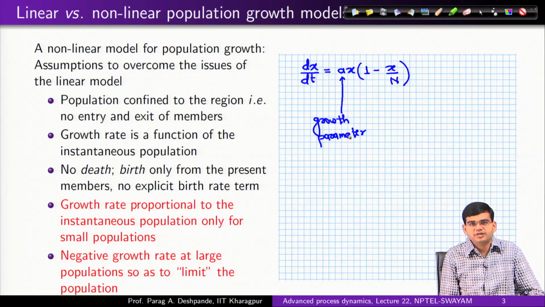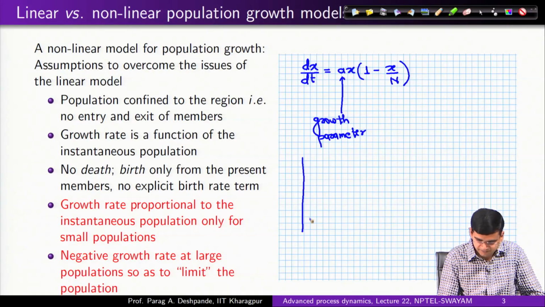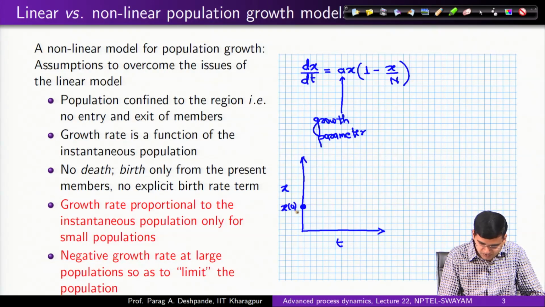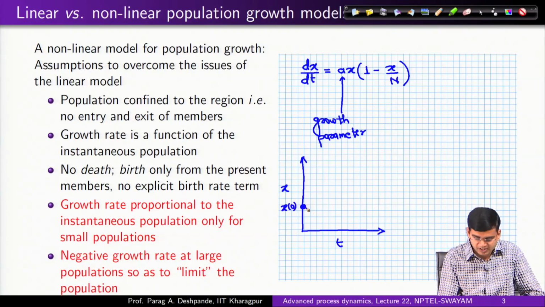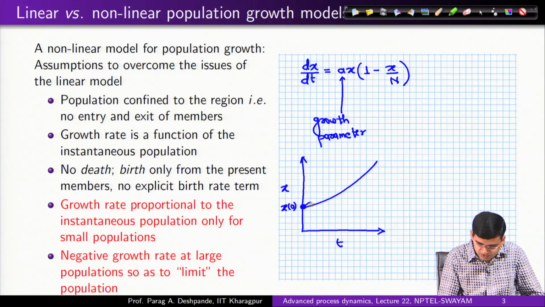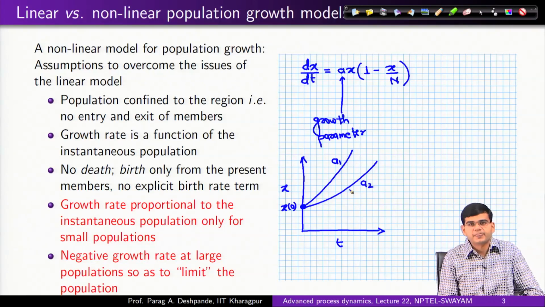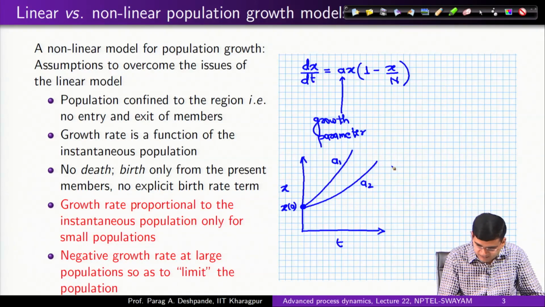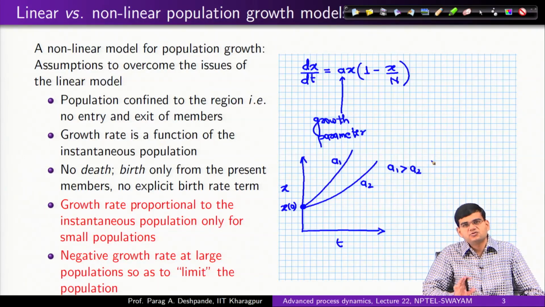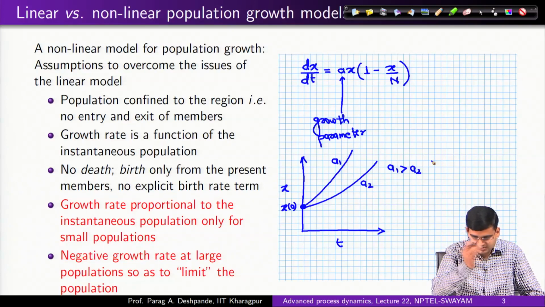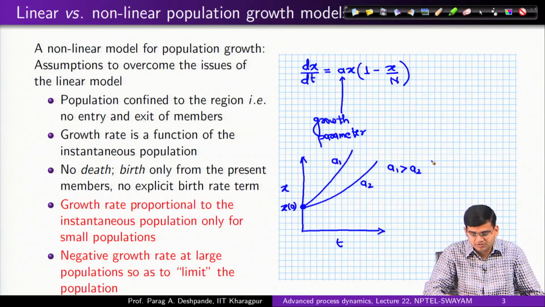Okay. So, in the previous case, when you have x and t and you start with some population x of 0, what is the significance of a? A is the growth parameter. So, when you have a 1 and a 2, the larger the growth parameter, the faster the rate. So, a 1 is greater than a 2. This is the growth parameter which appears in the linear model, and it appears here also.